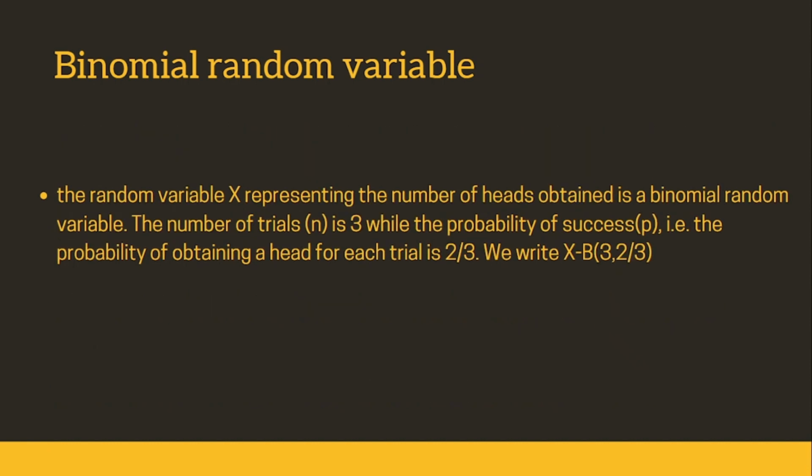So the random variable X representing the number of hits obtained is a binomial random variable, and how we can write it is that we know that our n value is 3 and the p value is 2 over 3, so that's how we write it. We put our 3 there first as the n, then our p will be the 2 over 3.